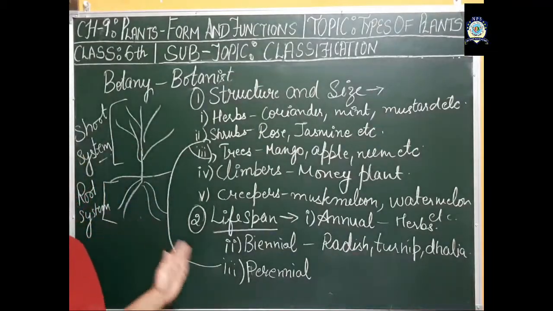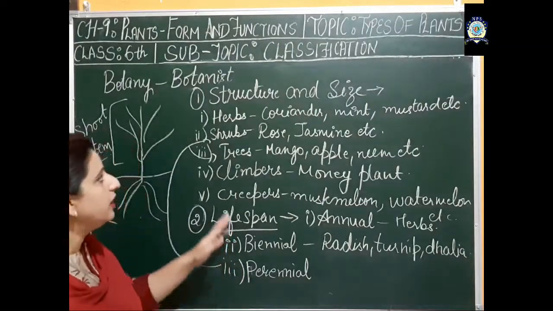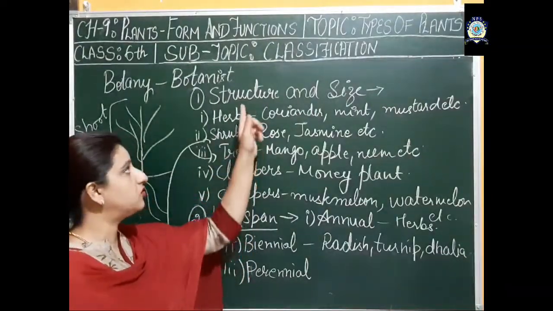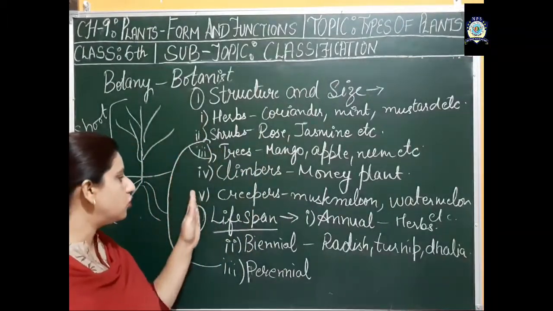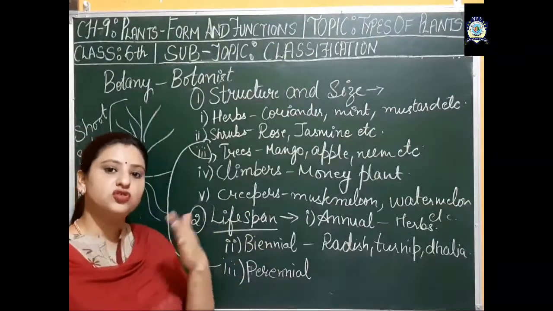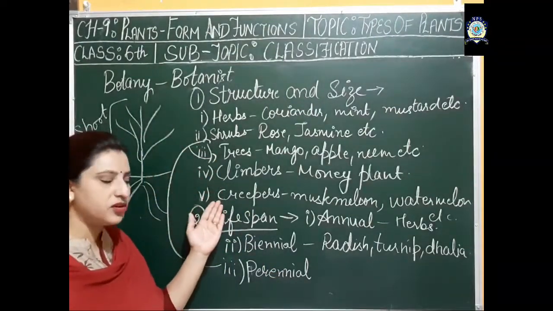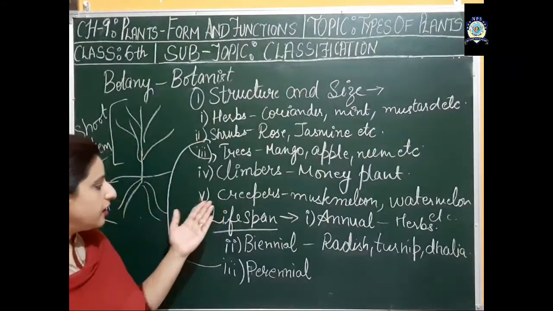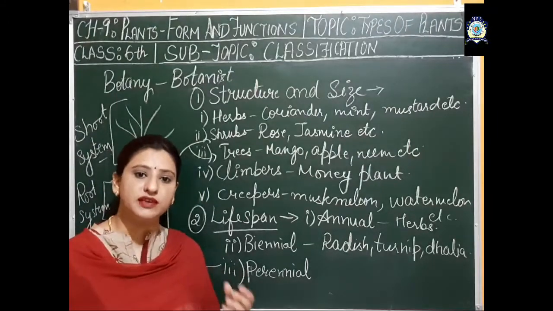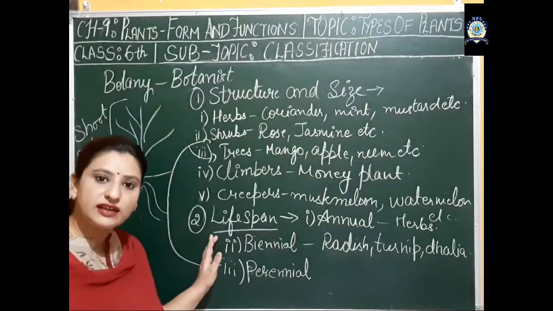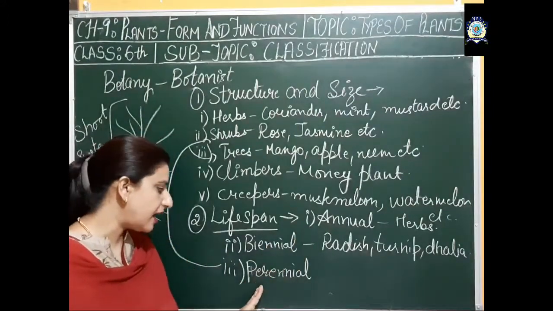If I talk about the classification of the flowering plants, the first type of classification which we have done today is the classification of plants on the basis of structure and size. In your book you will get only 3 types, but I am giving you 2 more to add a little bit to your knowledge. Herbs, shrubs, trees, climbers and creepers are the 5 main types. And the other classification is on the basis of lifespan, where we categorize the plants into 3 types: annuals, biennials and perennials.